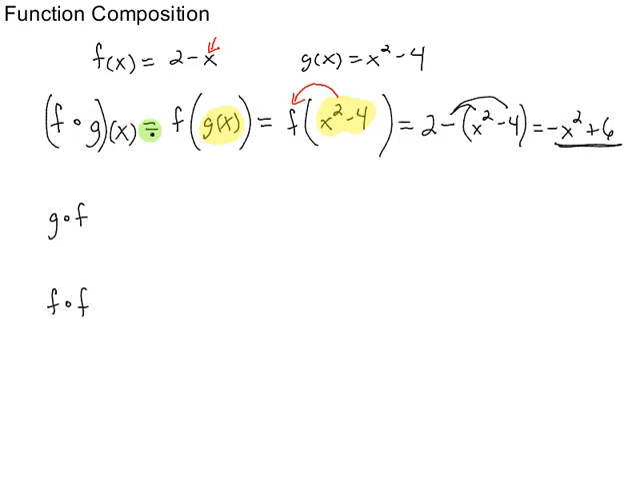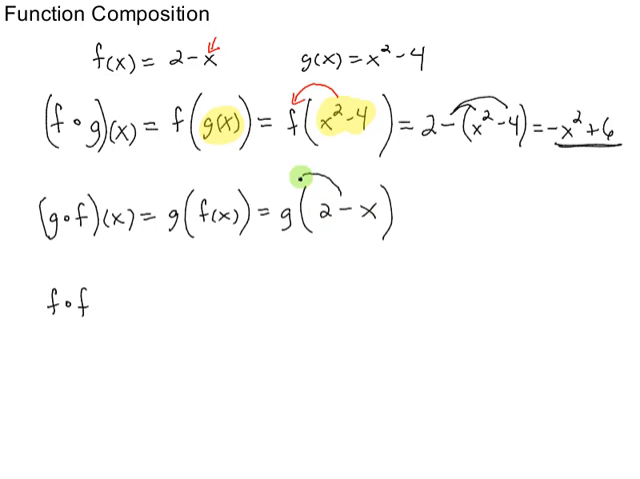Okay? We could similarly do g of f of x, which I'll rewrite as g of f of x. I'll look for f of x first, so I'll copy my g of. f of x is 2 minus x. So now I'm going to take 2 minus x and give that as my input to the g function. So I'm going to replace this x in the g function with 2 minus x. So I have (2 minus x) squared minus 4. And now I need to simplify that.